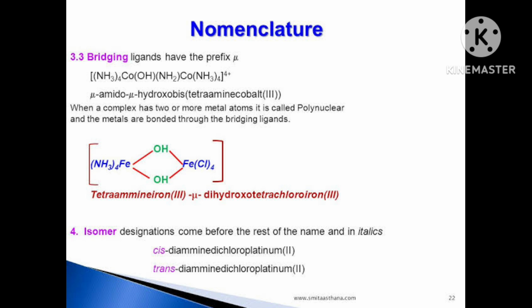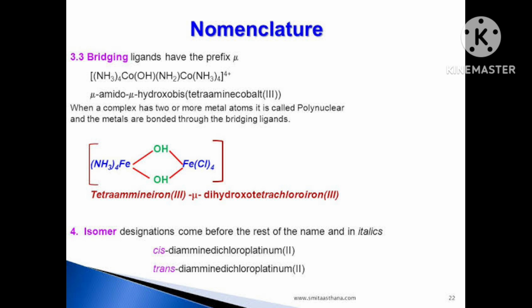Today I will continue from the last class. Last class I was discussing definitions of some important terms pertaining to coordination compounds. In that I have discussed coordination entity, central atom or central metal ion, ligands, coordination number, coordination sphere, coordination polyhedron. Now two more terms I will discuss.